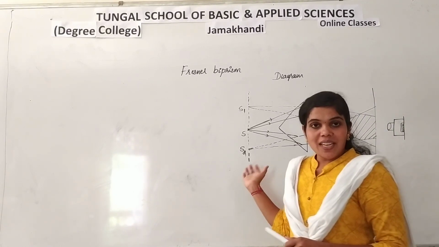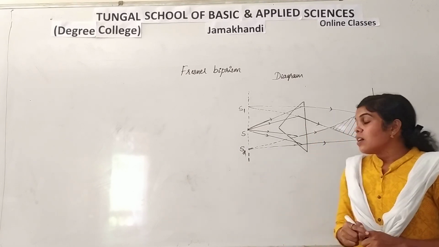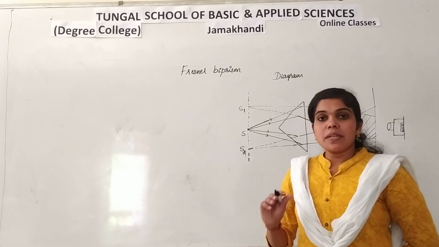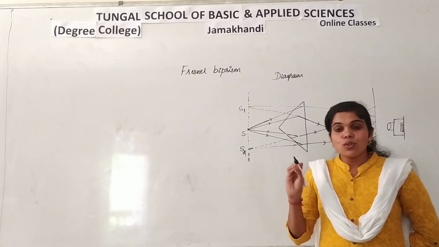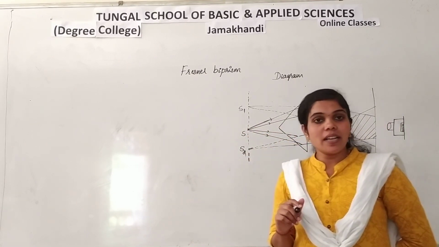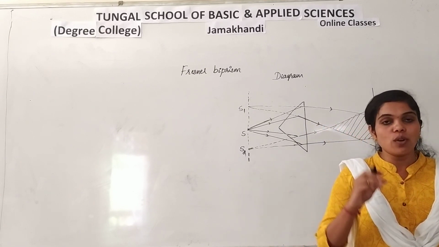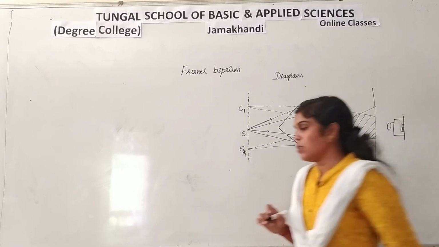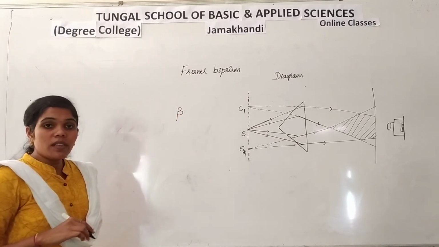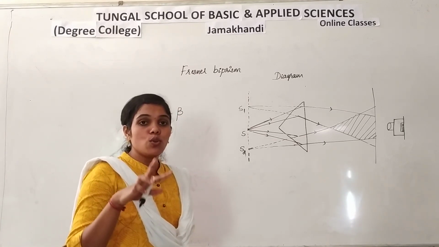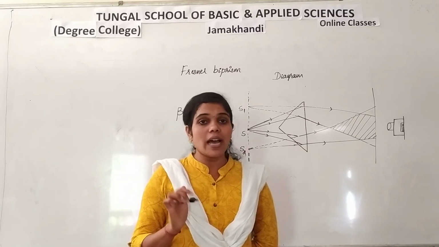If you come to the theory part of this, the theory of this Fresnel biprism is the same as that of what? Young's double slit experiment. So in Young's double slit experiment in the earlier classes, we got an expression for what? Fringe width. Beta is the fringe width. What is fringe width? It is the distance between two consecutive bright or dark fringes.